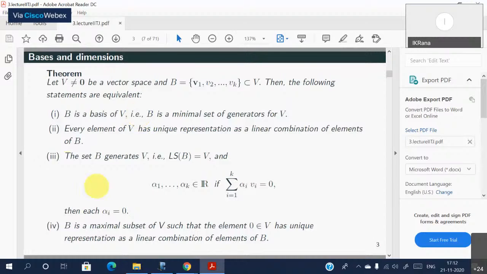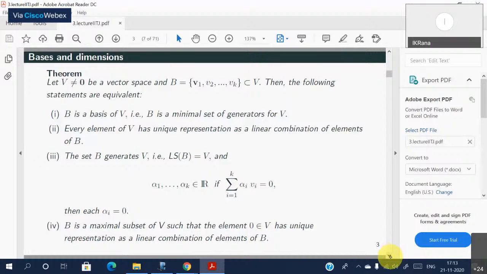And this condition that sigma alpha_i v_i equal to 0 implies each alpha_i is equal to 0 is given a name. One says these vectors are linearly independent. So with that terminology, B is a minimal set of generators, right? Every vector has a unique representation, and that is equivalent to saying that it generates and the set is linearly independent. So it's a linearly independent set of generators. That is the second way of looking at it. And it's a maximal linearly independent subset of that set. That is another way of looking at it.